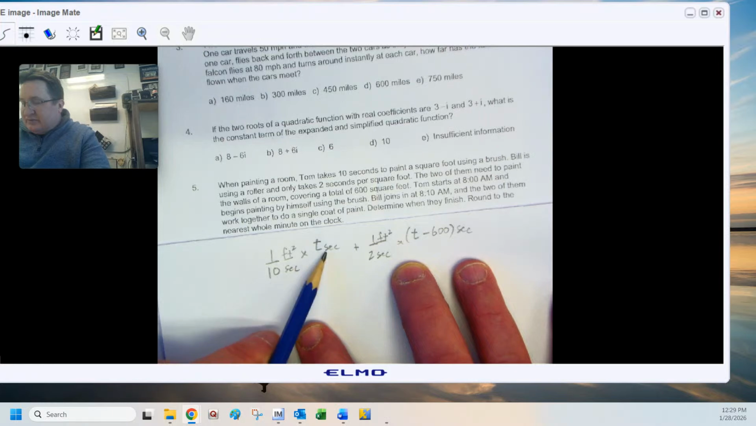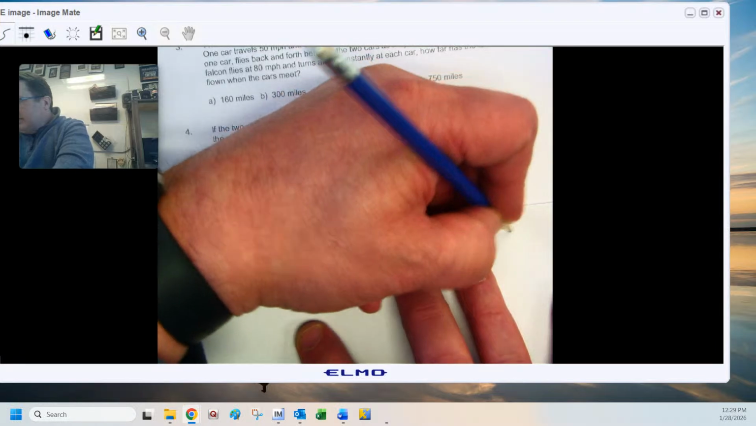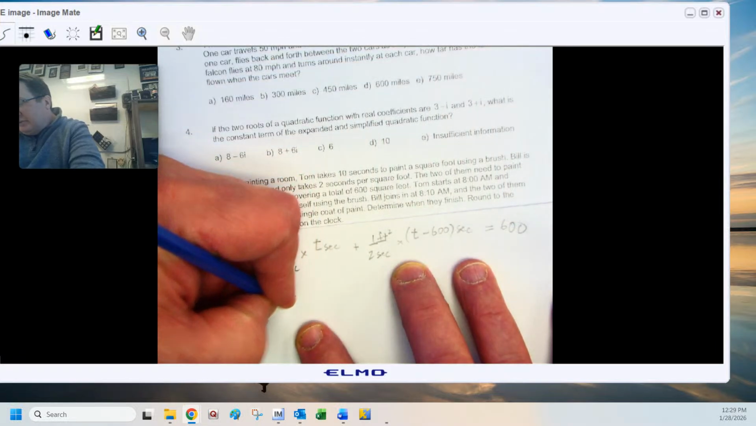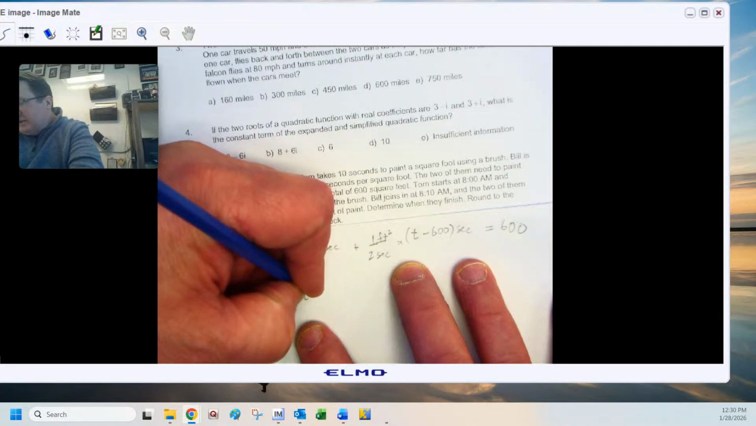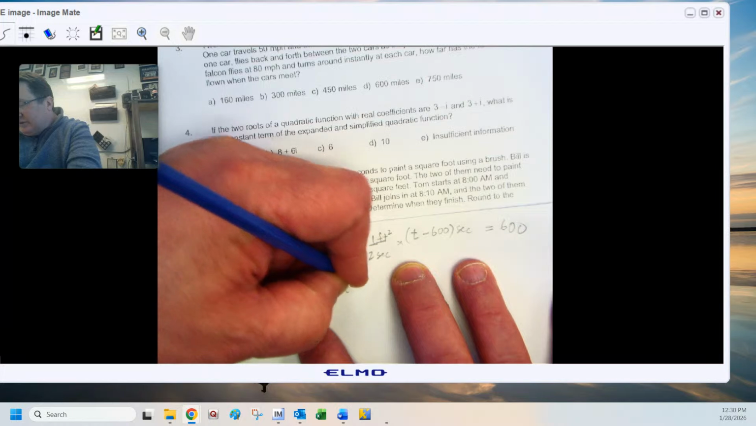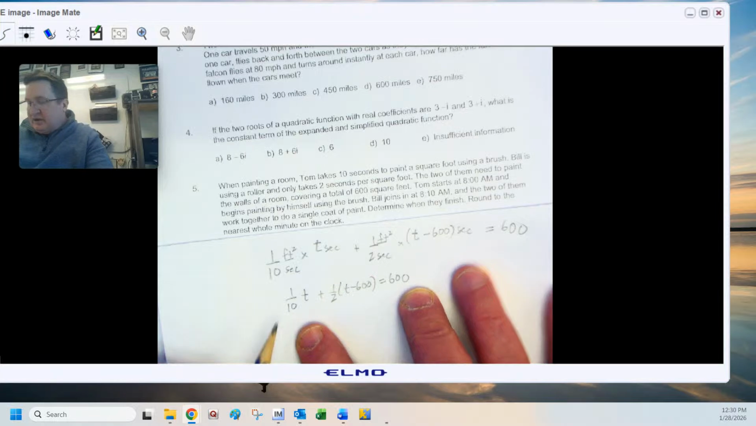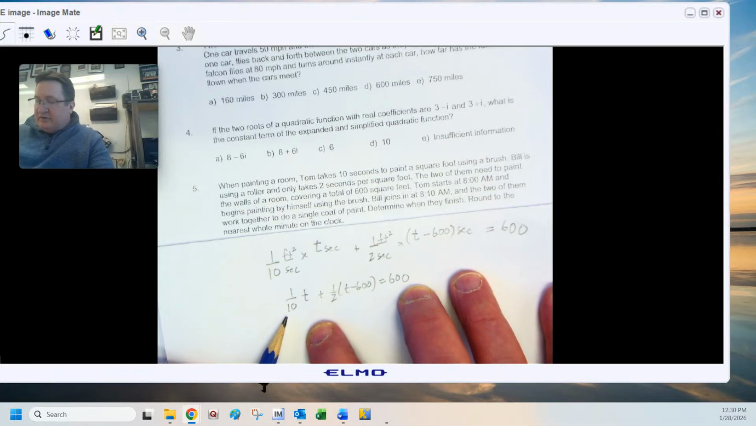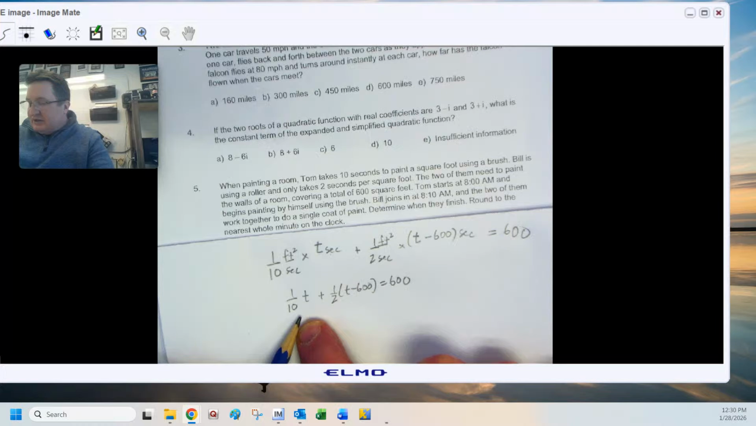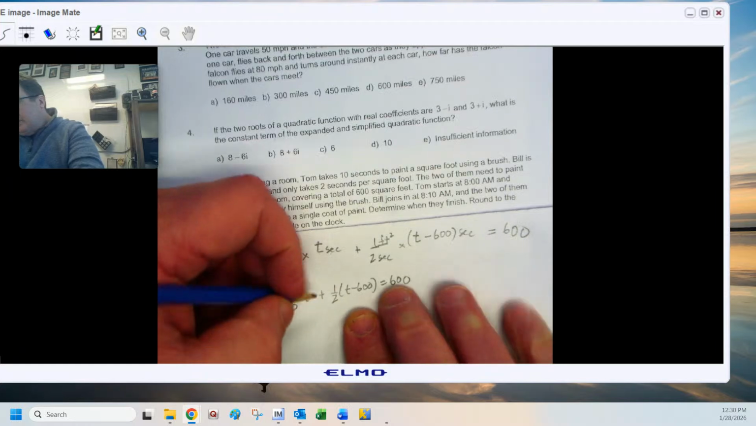Now, if you notice, I wrote down the units here, square foot per second times seconds, that's square foot. And in both cases, this is 600. And so if you wanted to make a simpler equation to look at, it's 1/10 times T plus 1/2 times T minus 600 equals 600, okay? So this is the number of square feet that Tom paints, and then the number of square feet that Bill paints. And so now it's just a matter of solving the equation.